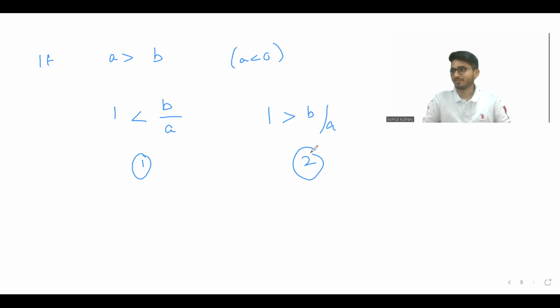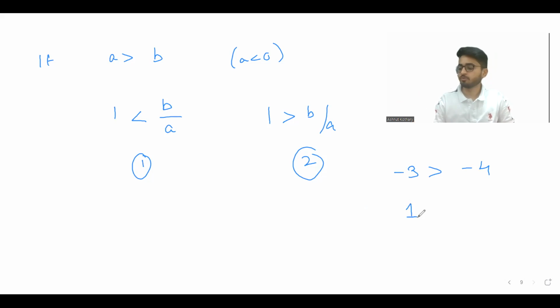On average, all of you are wrong. It will be option 1 only. A simple way to do this: take an example, -3 is greater than -4. Now if I divide by -3, I will get a 1 over here, and I will get 4/3 over here. 4/3 is greater than 1. So that is how it will be.